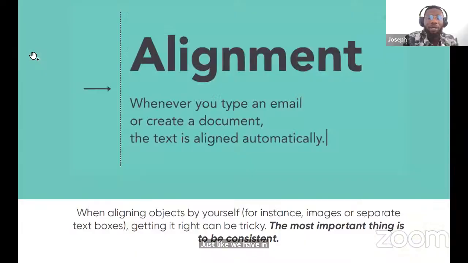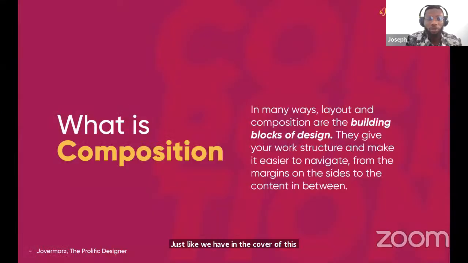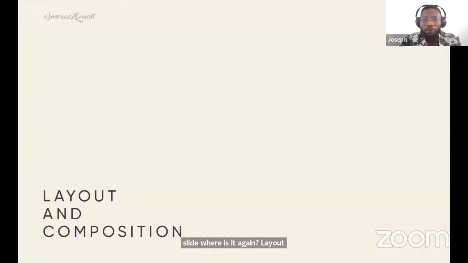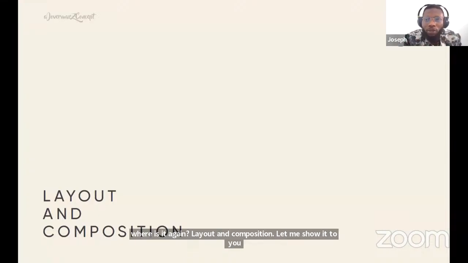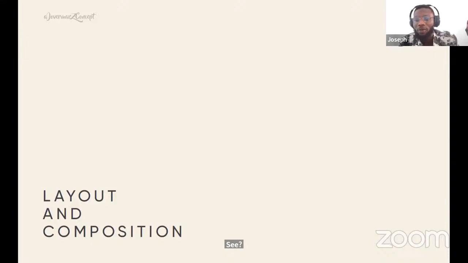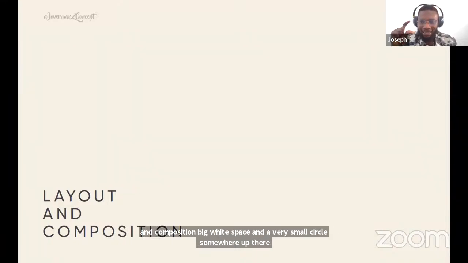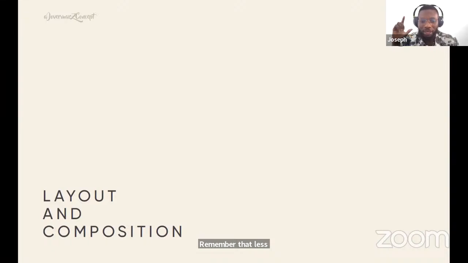Where is it again? Layout and composition. Let me show it to you. See, layout and composition. Big white space and a very small circle somewhere up there. Remember that less is more in design. In fact, in life, less is more.